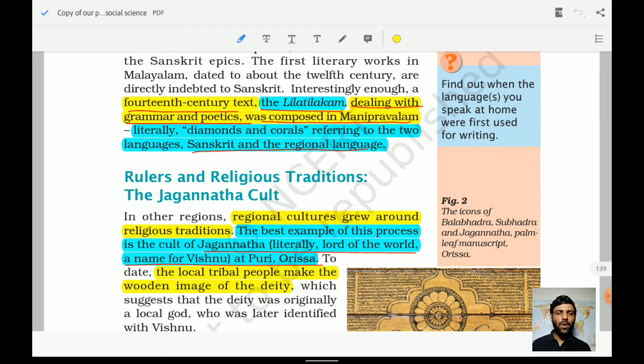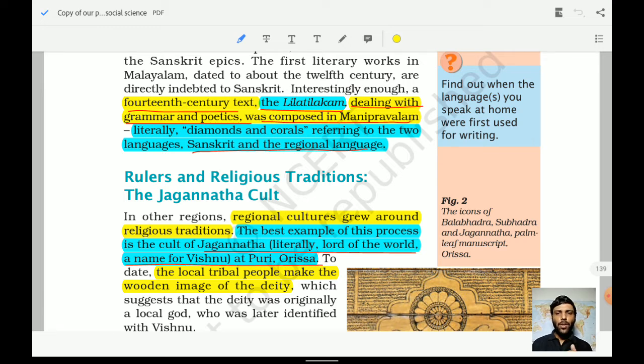Now it has provided a term such as Manipravalam. It literally means diamonds and corals. Why has it used this? It is referring to two languages, Sanskrit and the regional languages. We have already established the fact that when Sanskrit got prominence, along with the regional language, Sanskrit was also being used in the kingdoms of these big kings or rulers who were ruling in different parts of the Indian subcontinent. So it will give you some understanding of how gradually culture develops and how different languages also come into prominence.